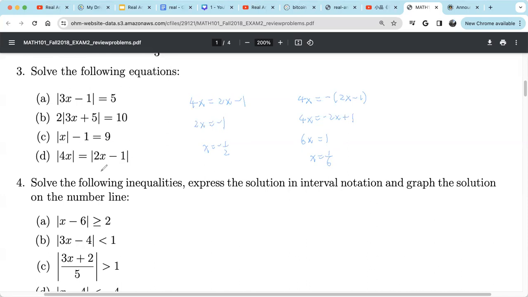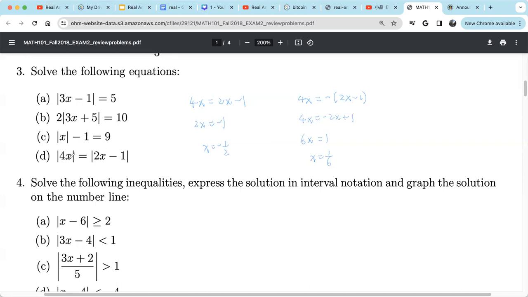We may plug in the value to try. If x equals negative half, 4 times negative half, that's negative 2. Absolute value of negative 2 is 2. 2 times negative half, that's negative 1. Negative 1 minus 1, minus 2. Absolute value of minus 2 is positive 2.